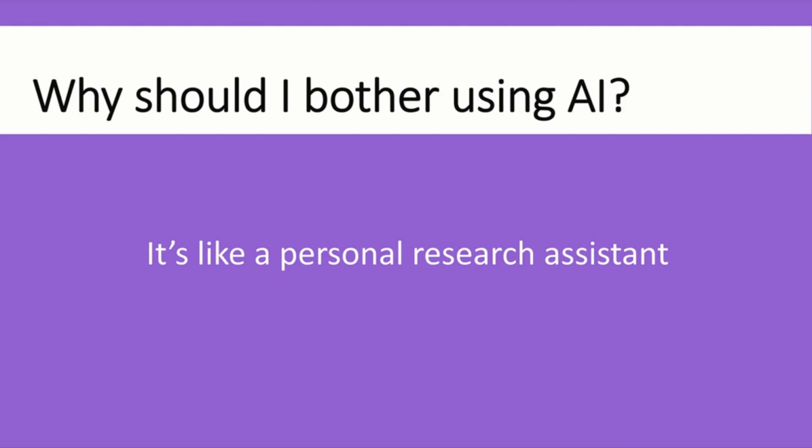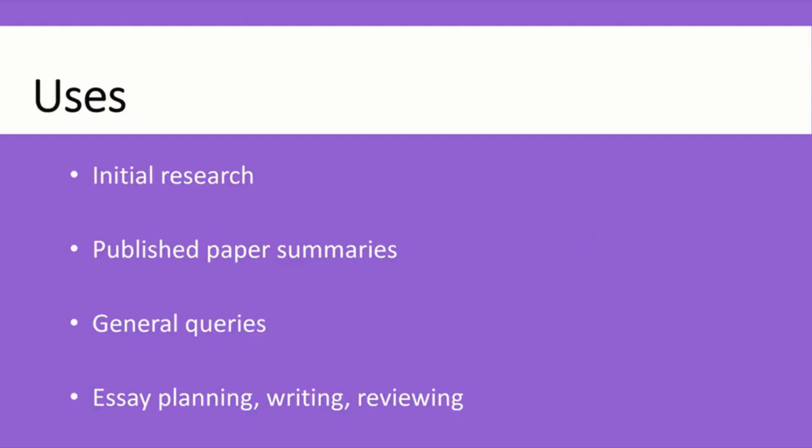So even if you're a bit unsure about whether or not you should try using AI, give it a shot and experiment with it and see if it's something that you'd like to use. Because if it isn't, you can always go back and not use AI at all. It's your choice. So some of the uses of AI in research that we'll cover are in initial research, in summarizing published papers, in writing general queries, and when it comes to your essay, how to plan it, how to write it, and giving you tailored feedback for your essay.